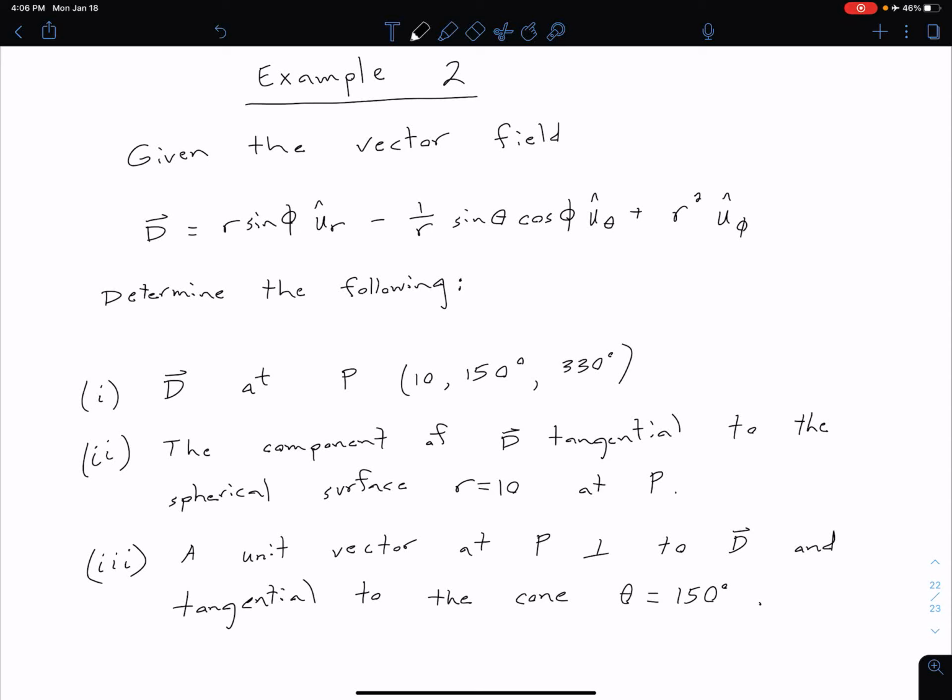Let's look at one more example where we're going to stay just in spherical coordinates, but we're going to get an idea of how that can be a little more useful. So in this first video, we're going to look at the first two parts, and in the next video, we're going to look at the final part.